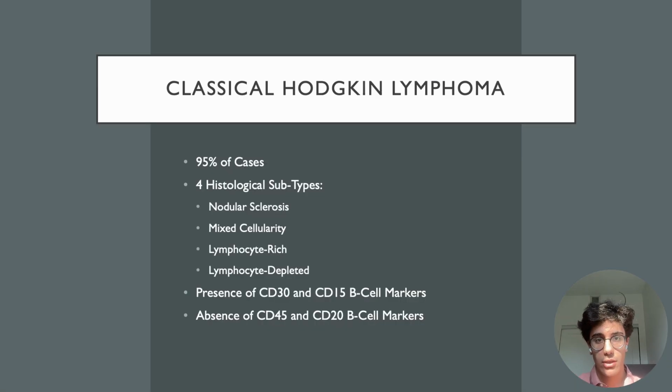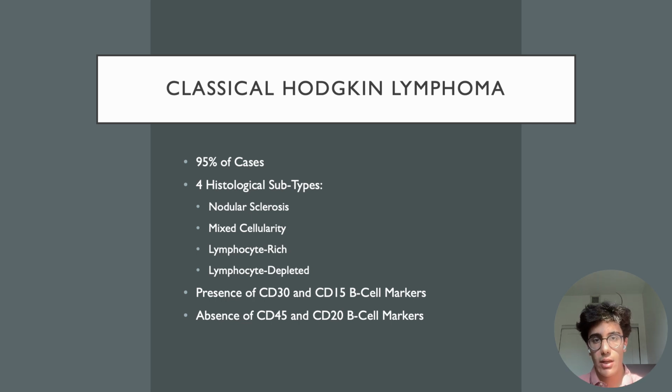Now, classical Hodgkin lymphoma is the most common one, the most dominant form of all, encompassing about 95% of all cases. And it has four histological subtypes. The first one is nodular sclerosis, named for its appearance under the microscope. It's characterized by the Reed-Sternberg cells and bands of hardened scar tissue that divide the affected lymph node into distinct nodules.